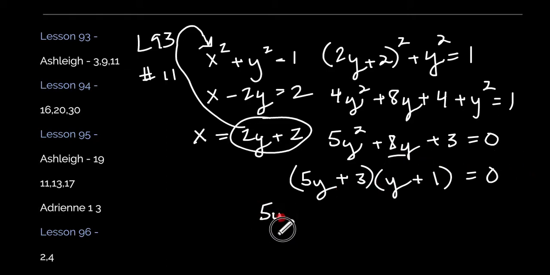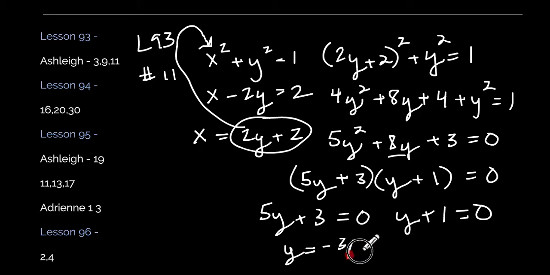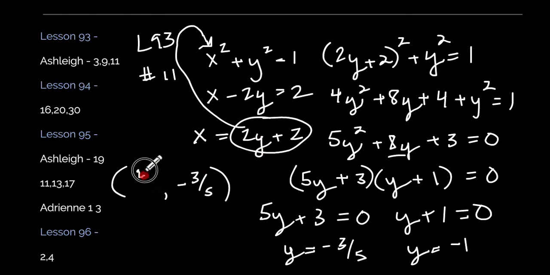Now, each one of these we're going to set equal to 0. 5y plus 3 equals 0, and y plus 1 equals 0. And we get y equals negative 3/5 and y equals negative 1. You do need to go back and get your x values. So if I put the negative 3/5 for our y back in, I'll spare you the gory details, you get 4/5. And if I put negative 1 back in here, I'm going to get 0. So those are the 2 points where the line intersects with the circle.